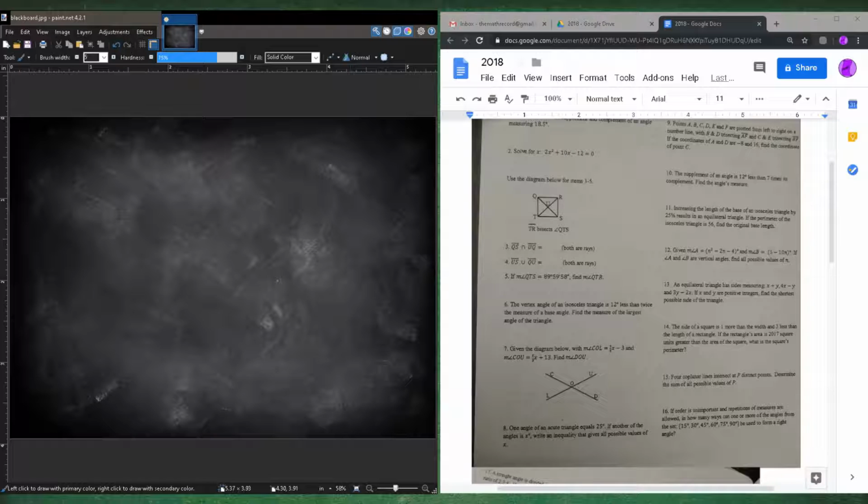Number 8. One angle of an acute triangle is 25 degrees. If another of the angles is x degrees, find an inequality that gives all possible values of x. Okay, so since this is an acute triangle, every single angle measure of the triangle has to be less than 90, because then it will be defined as an acute triangle. So if one of the measures is 25, right?